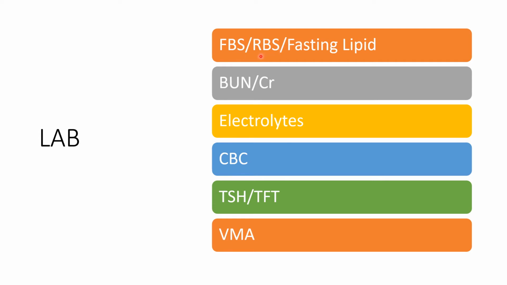If the result is pointing to something scary, we'll order for fasting blood sugar and fasting lipid. We want to know what is happening to the kidney. Blood urea nitrogen, creatinine, electrolytes will be assayed. Complete blood count. Thyroid gland will be checked. Then vanillylmandelic acid is to rule out pheochromocytoma.